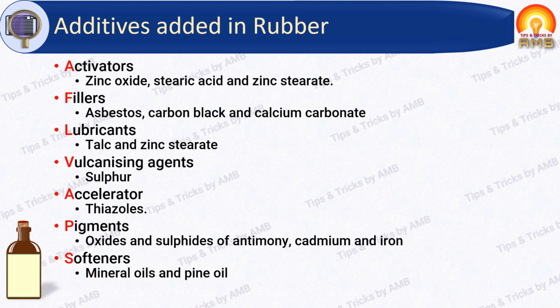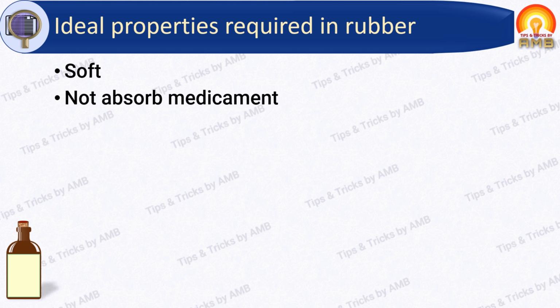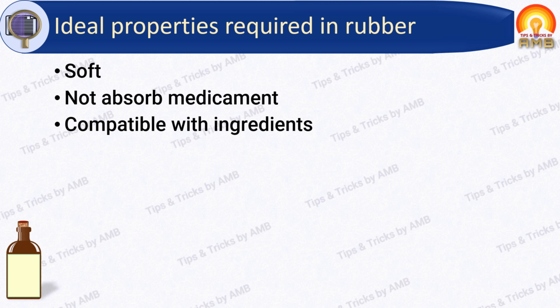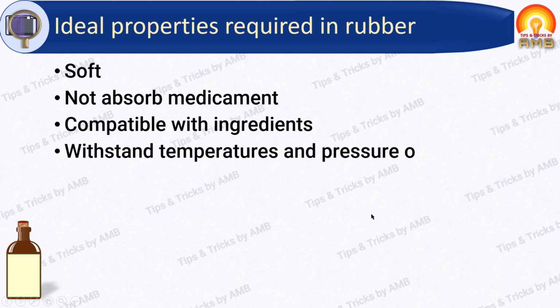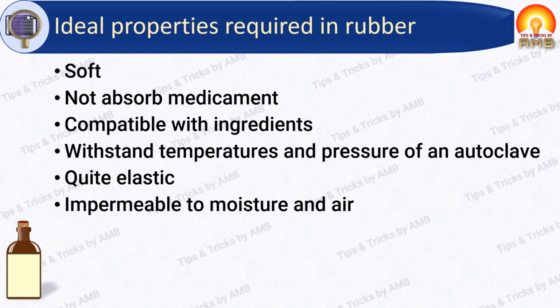Now let's discuss the ideal properties required in rubber to make closures. First, it should be soft. Next, it should not absorb medicament. Another property is it should be compatible with the ingredients of pharmaceutical dosage form. Next, it should withstand the temperatures and pressure of an autoclave. Next, it should be quite elastic. Another is it should be impermeable to moisture and air.